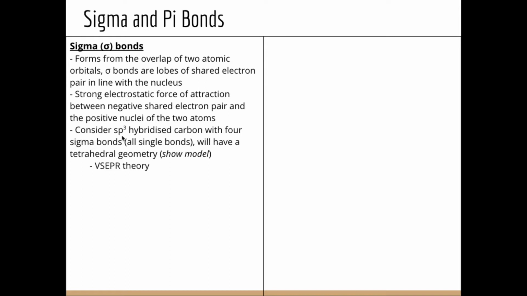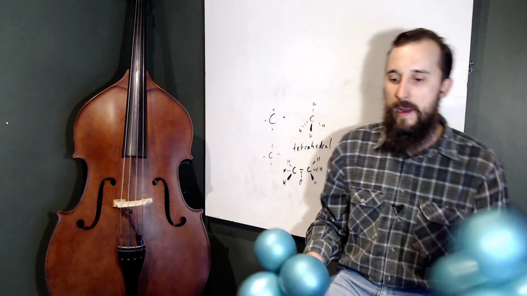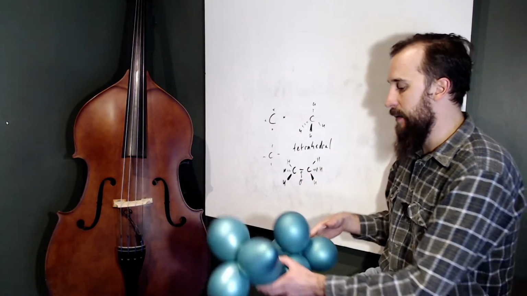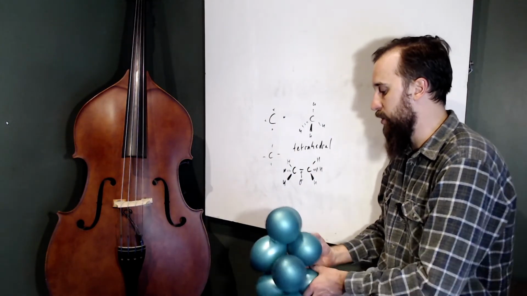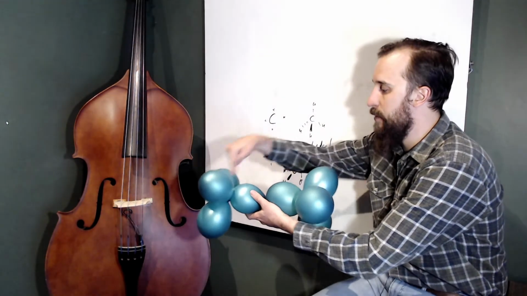So let's consider the sp3 hybridized carbon with four sigma bonds, all single bonds. This will have a tetrahedral geometry. So if I were to get my balloon models again, and I've got my one sp3 hybridized carbon there, my other sp3 hybridized carbon there, well, they would overlap and we would get our sigma bond.